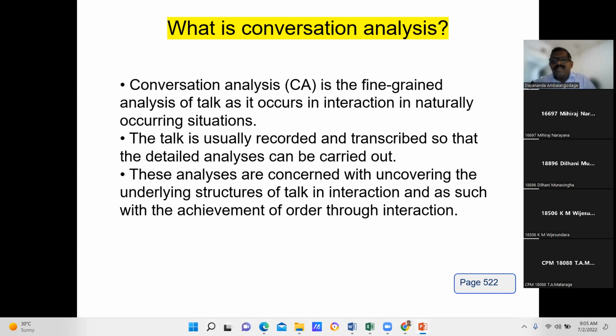These analyses are concerned with uncovering the underlying structures of talk in interaction and as such with the achievement of order through interaction. So thereby, really conversation analysis means recording the naturally occurring conversation exactly as it happened and transcribing it. Then the full stops and the hi that were said all appear in the conversation transcription.